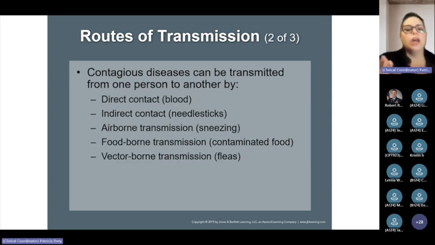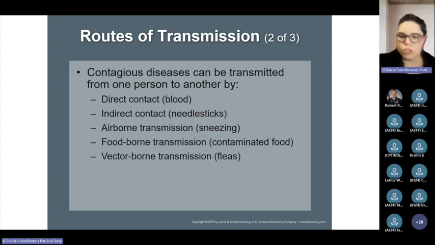So let's talk about transmission from one person to another. You have your direct contact, which is bloodborne. You have your indirect contact, and that's your needle stick. So understanding that blood is direct, but we're using a component that has the blood on it to get it into another person's body. And that's why that's indirect contact.